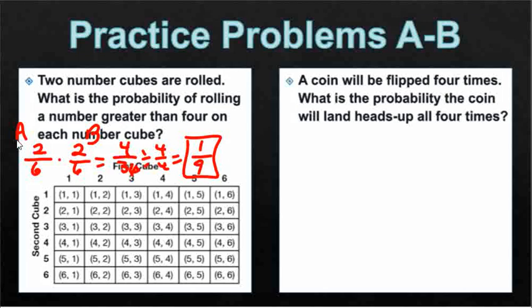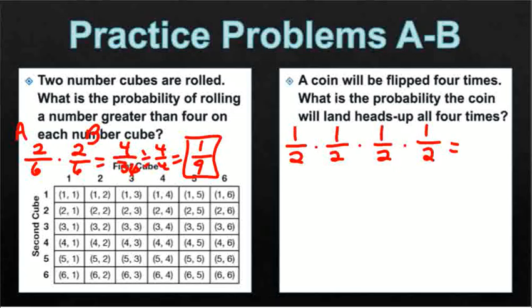Next one, a coin will be flipped 4 times. What is the probability the coin will land heads up all 4 times? So for these, I have four events. So the first chance, event 1, I have 1 out of 2 chances of landing on heads. The second time, I have 1 out of 2 chances. The third time, I have 1 out of 2 chances. And the fourth time, I have 1 out of 2 chances.